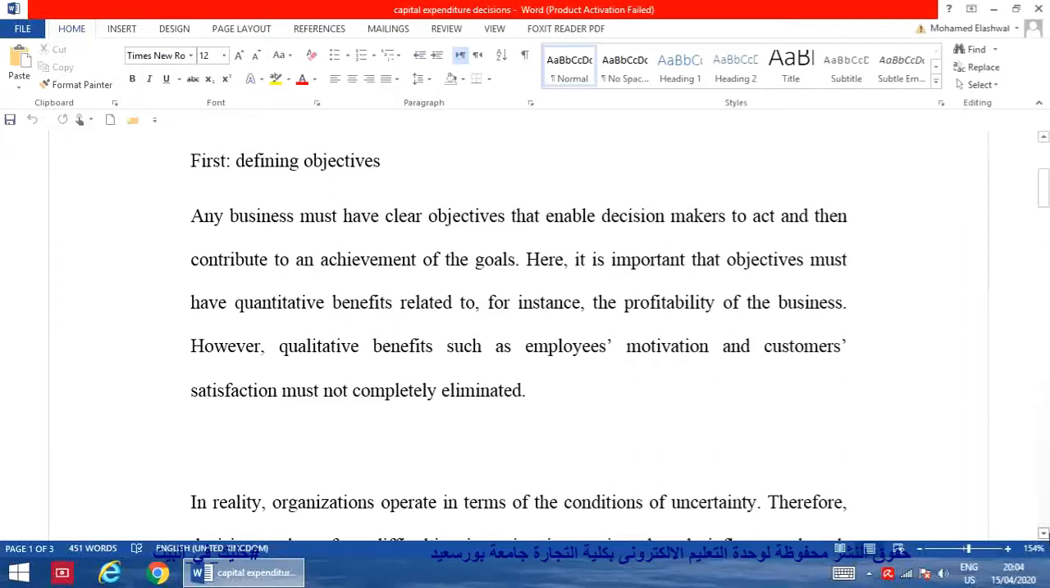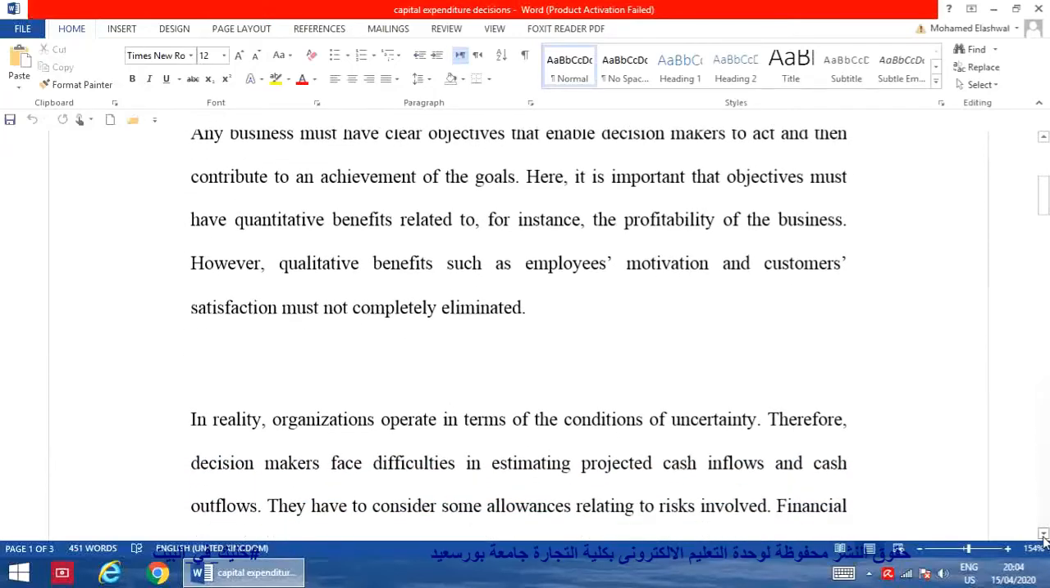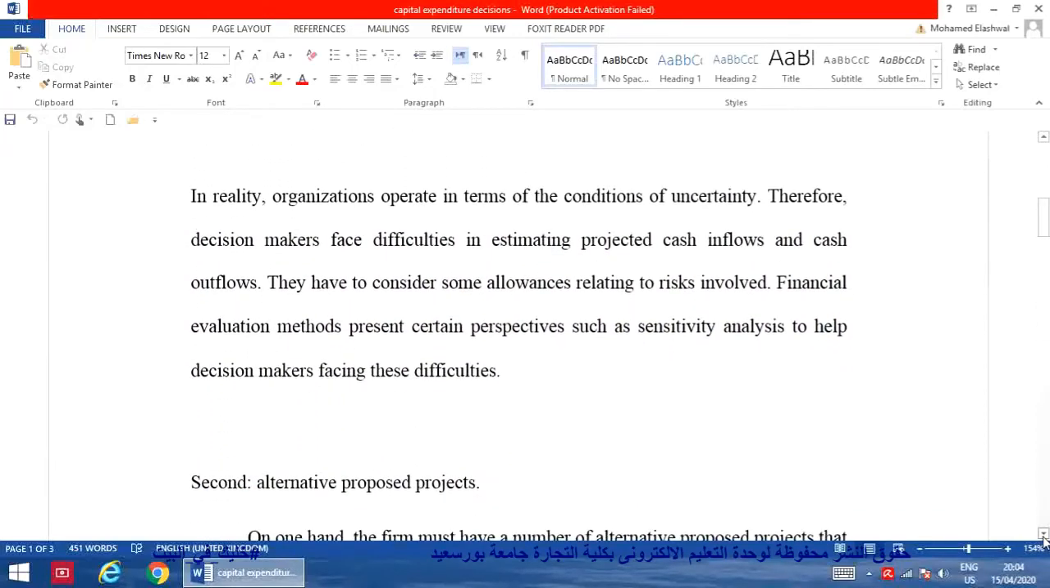In reality, organizations operate in conditions of uncertainty. Therefore, decision makers face difficulty in estimating projected cash inflow and cash outflow. They have to consider some allowances relating to risks involved. Financial evaluation methods present certain perspectives such as sensitivity analysis to help decision makers facing these difficulties.